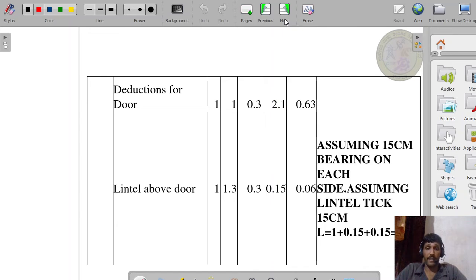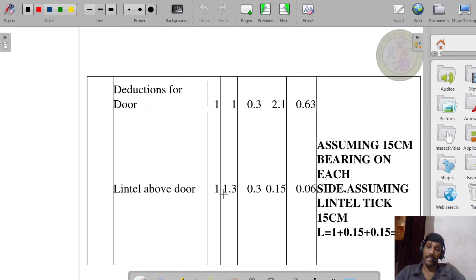Lintel above the door. In this particular problem, lintel thickness, bearing, etc. are not mentioned. Therefore, we are assuming 15 centimeter bearing on each side, as well as lintel thickness is 15 centimeter. Now how to calculate the lintel? Door size is 1 into 2.1 meter. For the 1 meter, either side bearing, we have to consider 15 centimeter. That means 1 plus 0.15 plus 0.15. That is 1.3 meters.